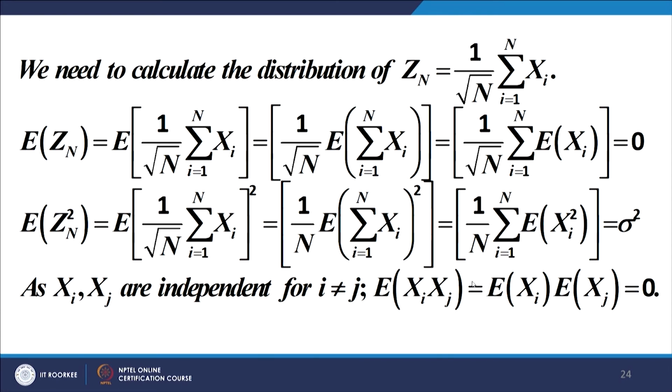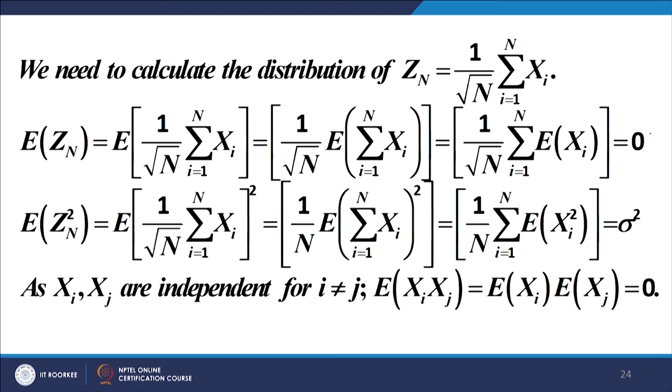Now, we need to calculate the distribution of zn, where zn is equal to 1 upon root n sigma times the sum of xi. Remember, the mean is 0, the variance is sigma square. Let us work out the parameters of zn. Mean of zn is equal to the mean of this expression. When you simplify this expression, you can take the expectation inside, past the root n, because this is deterministic. Again, because the expectation of a sum is the sum of the expectations, you can take it inside, and each of them has the expectation of 0. So the whole thing has the expectation of 0, therefore E of zn is 0.